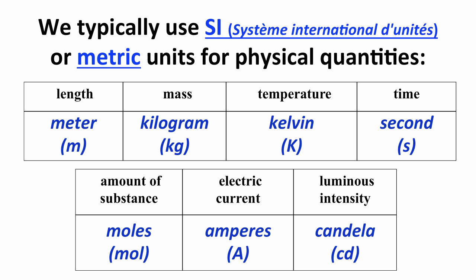Amount of substance will be in moles. Electric current is in amperes. And luminous intensity, not a very commonly used value for chemists at least, is in candela. And of course we will use variations on this, like centimeters, not just meters, and grams, not just kilograms, and degrees Celsius rather than just Kelvin, etc. But these are the fundamental or basic units we'll be dealing with.